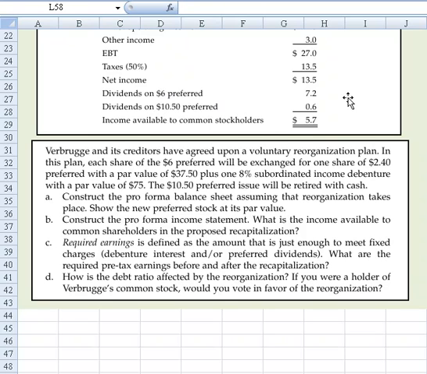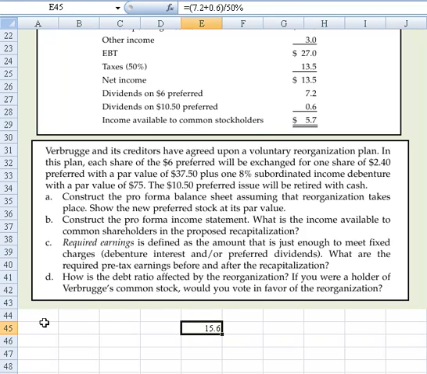Okay, well, if you look on the screen here, just to the left of my mouse, the fixed charges would consist of the dividends on the $6 preferred and the dividends on the $10.50 preferred, and this is before the recapitalization. So if we add that together, we get 7.2 plus 0.6 equals 7.8. This is in millions of dollars. But then we would need to divide that by the tax rate, which is 50%, to come up with what it would take in terms of pre-tax earnings before the recapitalization.